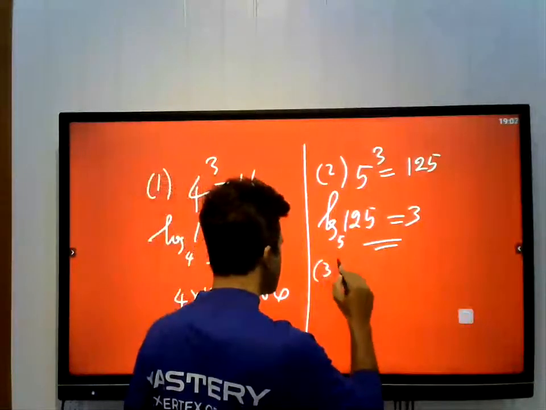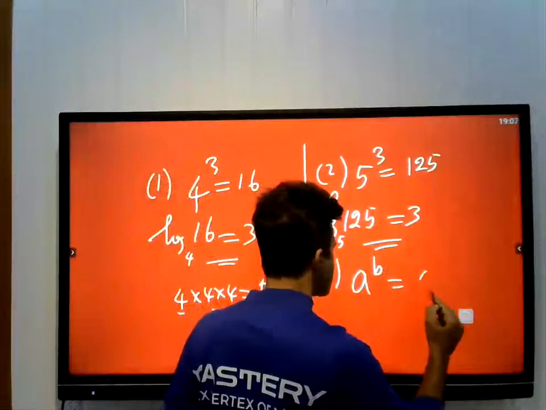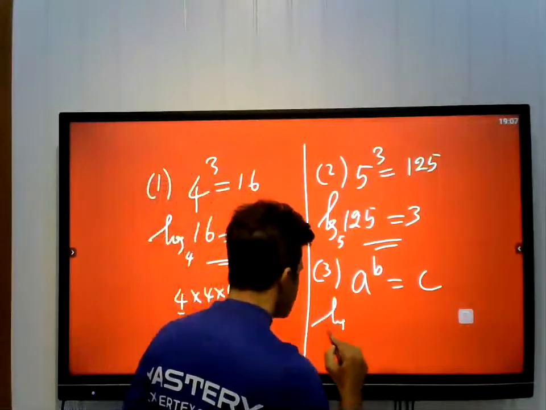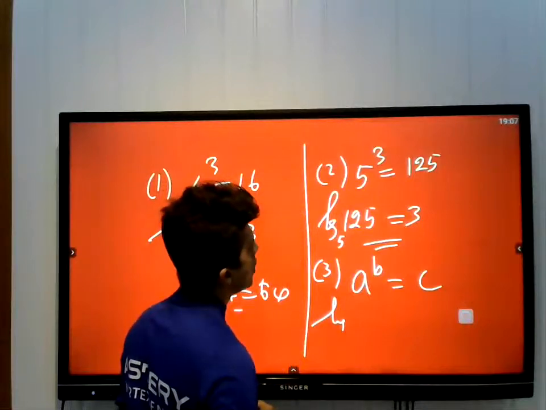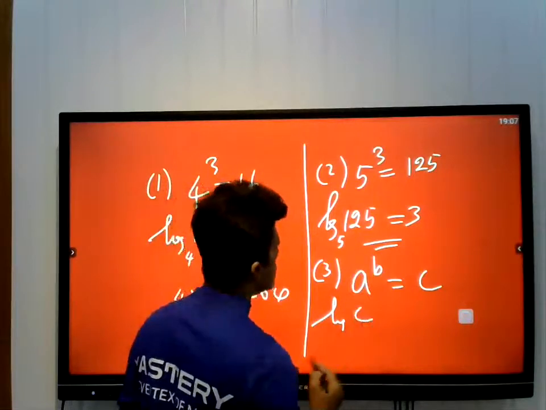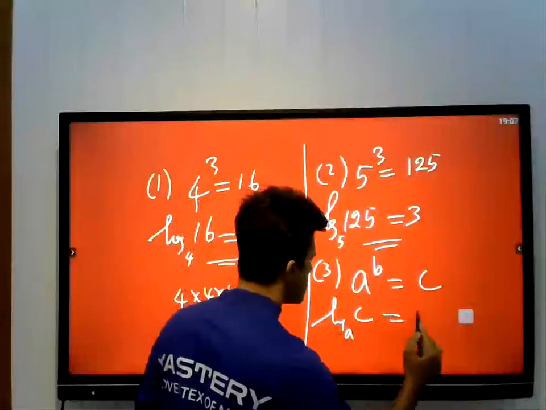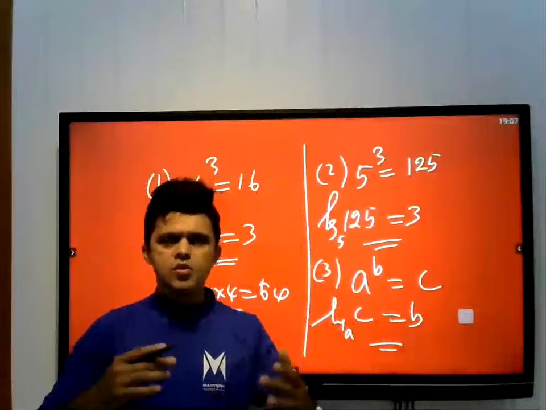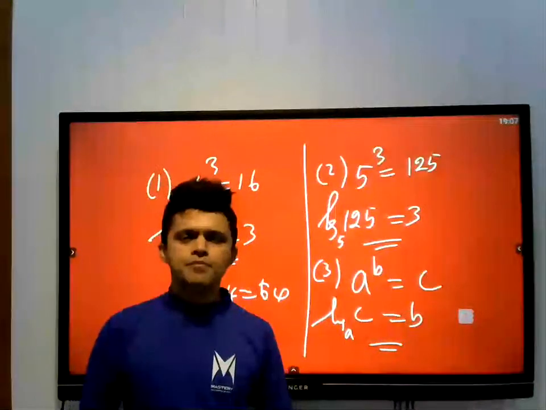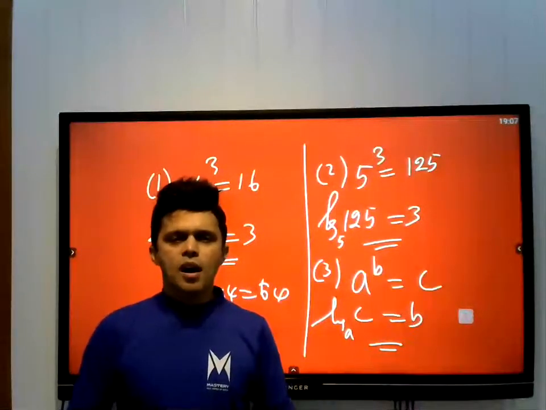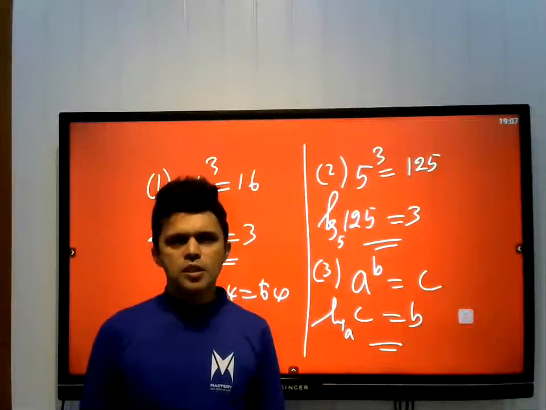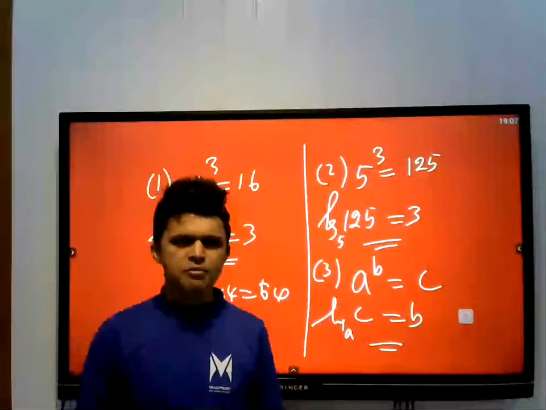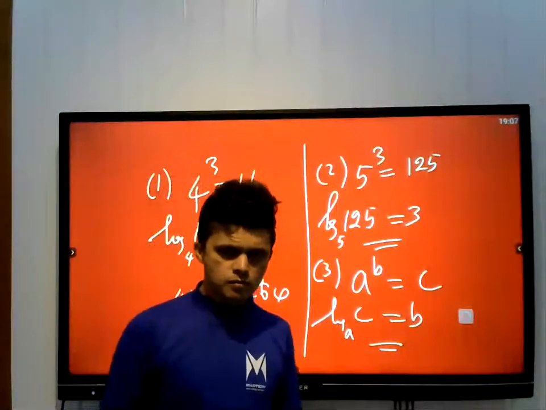Think of this one: a to the power b equals c. This can be written as log c to base a equals b. So that is how to write a given relation in index form in logarithmic form. This is the basic part, which is kept in your textbook.